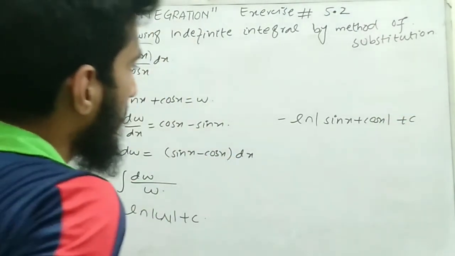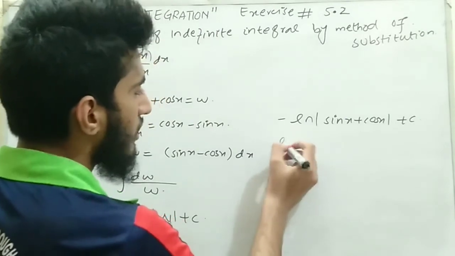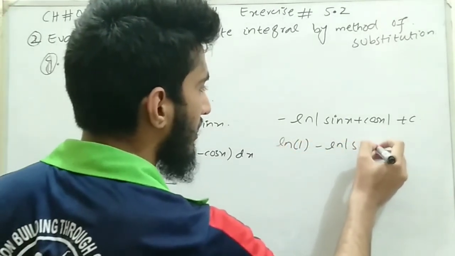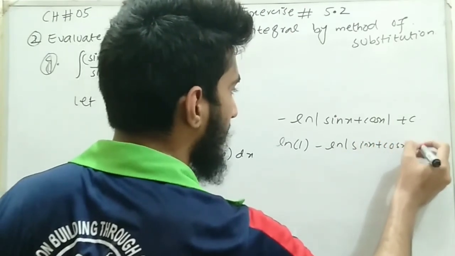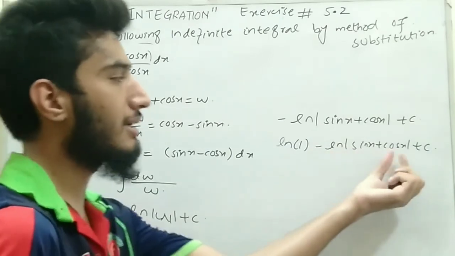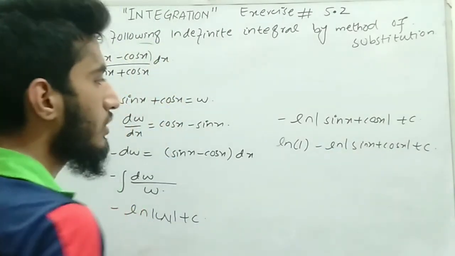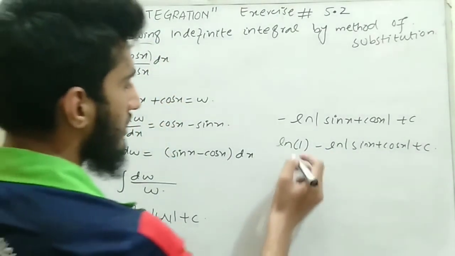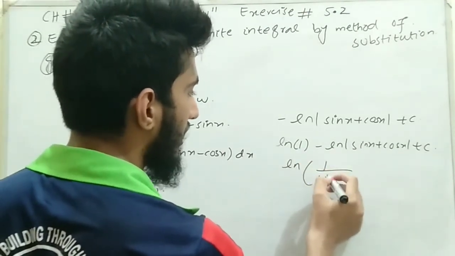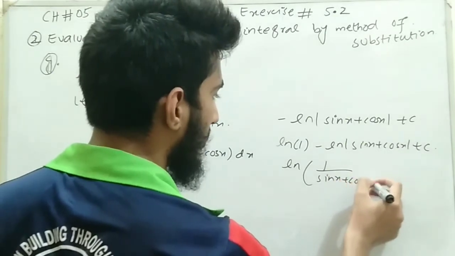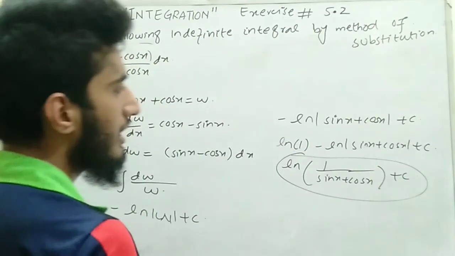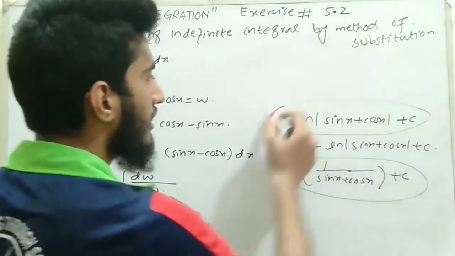Now we can also write it like this: ln of 1 minus ln of sin x plus cos x plus a constant of integration, because ln of 1 gives the value 0, which doesn't affect the minus ln of sin x plus cos x. Now use the formula ln of a minus ln of b, so it becomes ln of 1 over (sin x plus cos x) plus a constant of integration. This is also the required result.